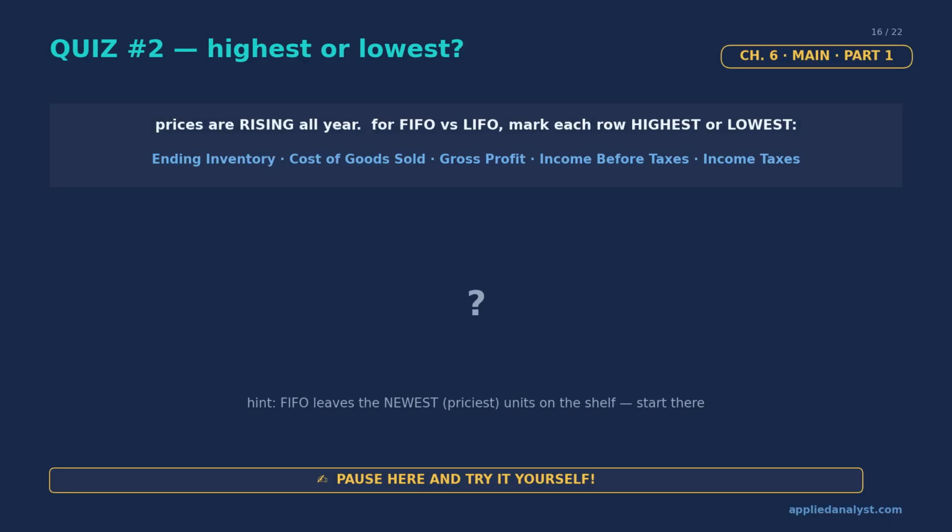Prices are rising all year. For FIFO versus LIFO, mark each row highest or lowest. Ending inventory, cost of goods sold, gross profit, income before taxes, and income taxes. Give it a real shot before you peek.